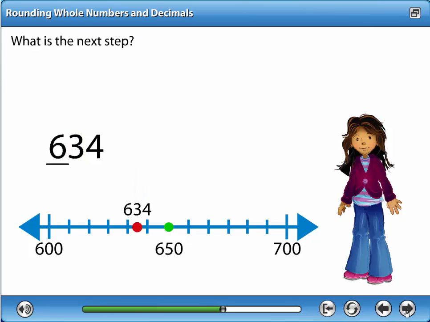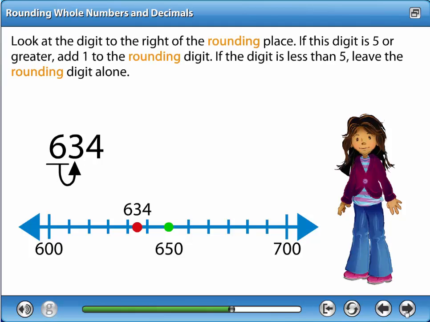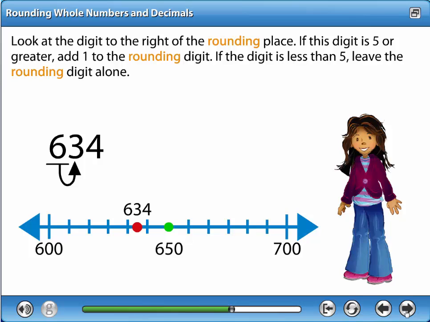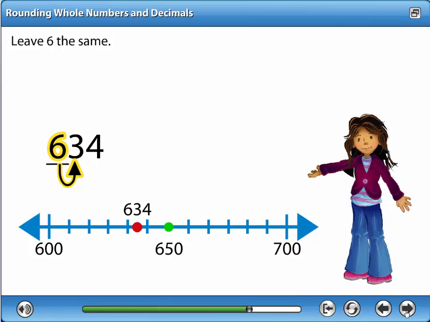What is the next step? Look at the digit to the right of the rounding place. If this digit is 5 or greater, add 1 to the rounding digit. If the digit is less than 5, leave the rounding digit alone. Should we change the 6? Leave 6 the same.